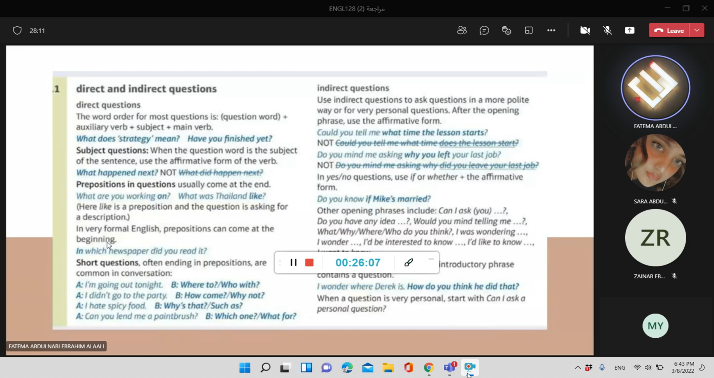Okay. So after the opening phrase, use the affirmative form. There are phrases or expressions we use to start indirect questions. And they are, could you tell me? Do you mind me asking? Do you know?